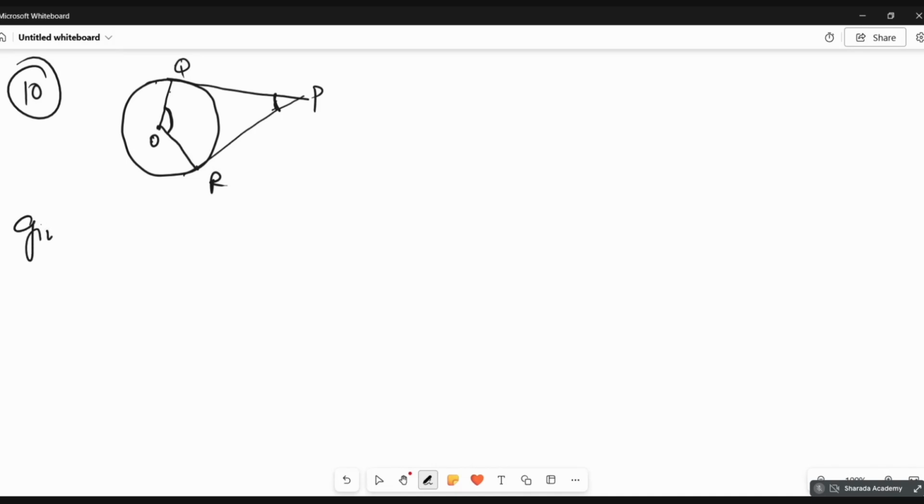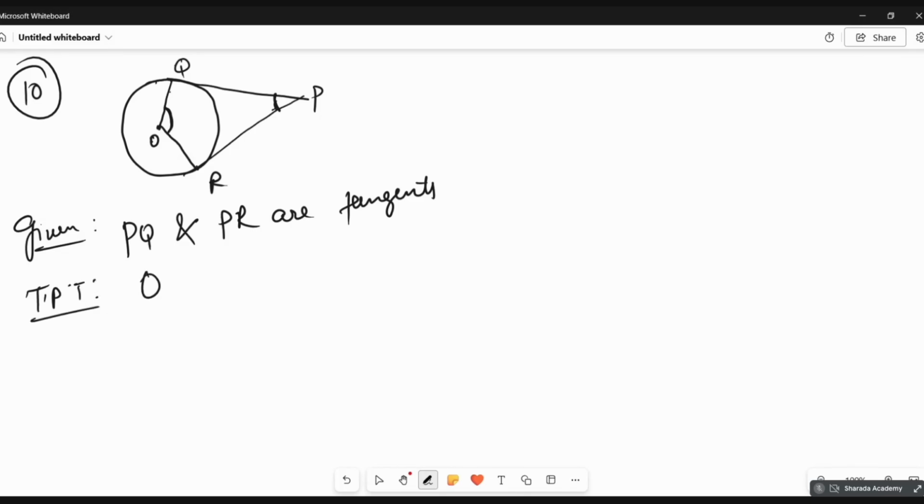What is given here? Given: PQ and PR are the tangents. To prove that QOR angle plus RPQ angle is equal to 180 degrees. This you have to show as supplementary. Okay. Proof.